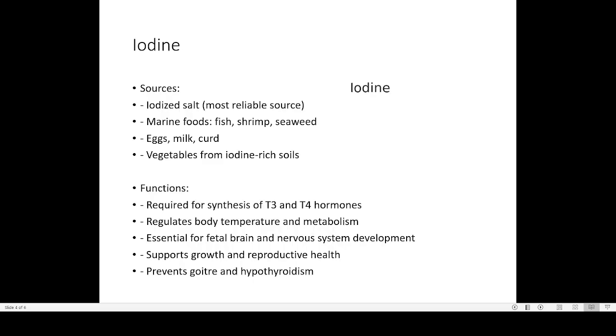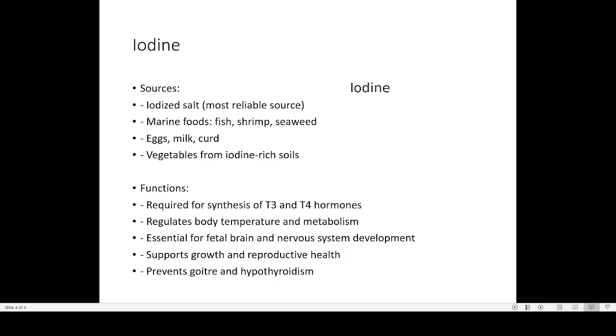Now what are the functions of iodine? Coming to the function of iodine, we have two hormones produced by our thyroid: triiodothyronine T3 and thyroxine T4. Triiodothyronine contains 3 iodine atoms, thyroxine contains 4 iodine atoms. These are the two important hormones produced by the thyroid gland, which is mainly located in your neck.